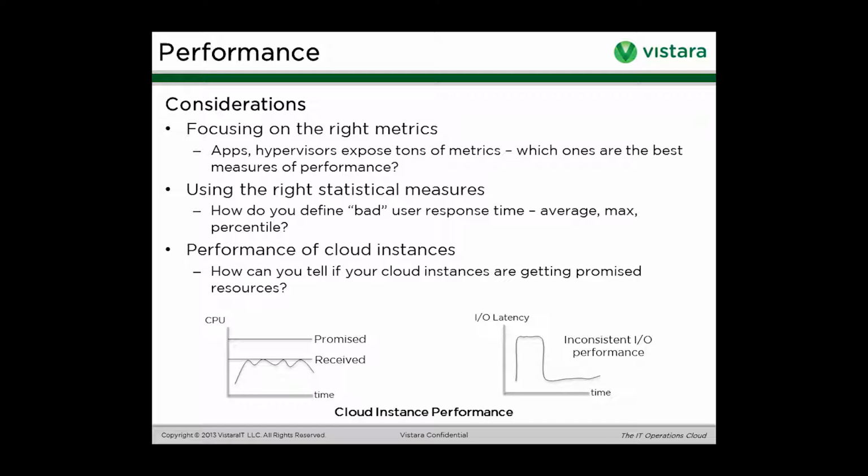And also, from a statistical standpoint, you need to pick the right way to look at these performance metrics. Are you going to look at average response time, for example, or are you going to look at maximum response times, or some other measure of it? Right? If you look at average, you risk losing out on some of these.